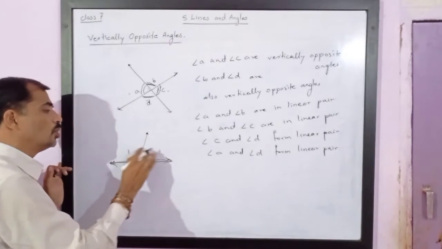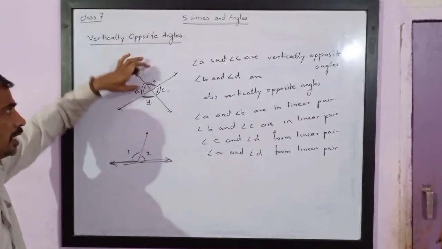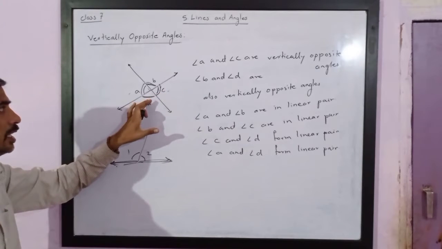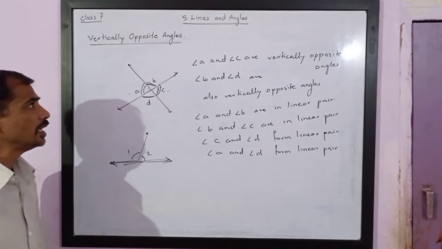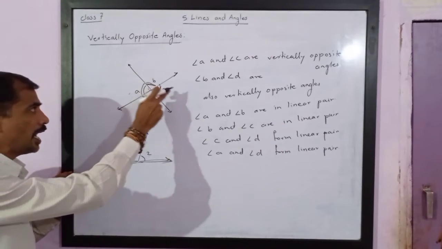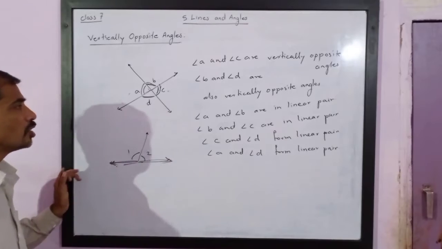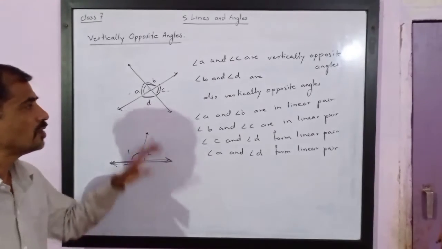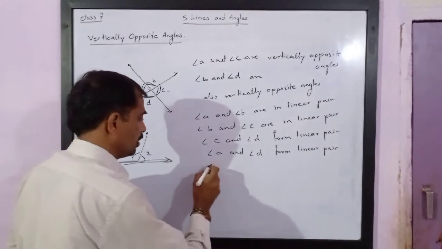So these angles are in linear pair. Angle 1 and 2 are in linear pair. If you see this angle A, angle B, they form a linear pair. Angle B, angle C, they form a linear pair. Angle C, angle D also form a linear pair. Angle A, angle D also form a linear pair. And angle A and angle C are vertically opposite angles. Angle B and angle D are also vertically opposite angles. We have studied that angles in linear pair are supplementary.